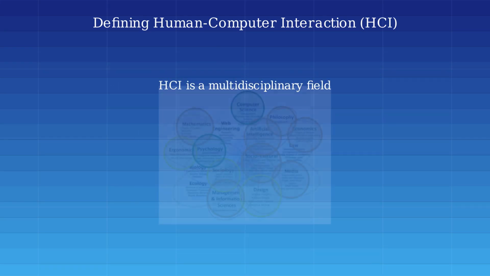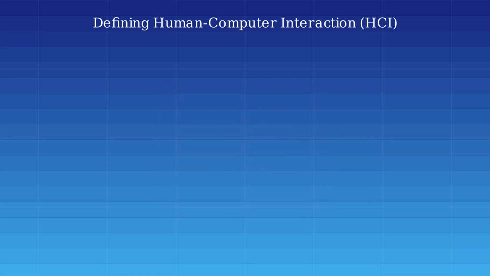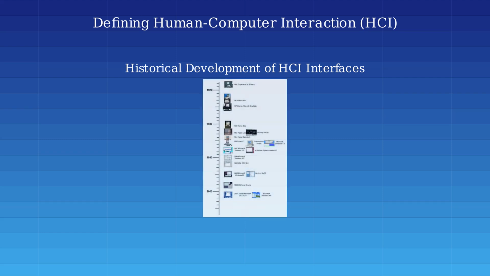HCI is a multidisciplinary field that draws from various academic disciplines. It combines knowledge from computer science, psychology, design, sociology, and many other fields. The field of HCI has evolved significantly over time. This timeline shows the development of computer interfaces from early systems like Xerox Alto to modern operating systems, illustrating how user interfaces have become increasingly intuitive and user-friendly.